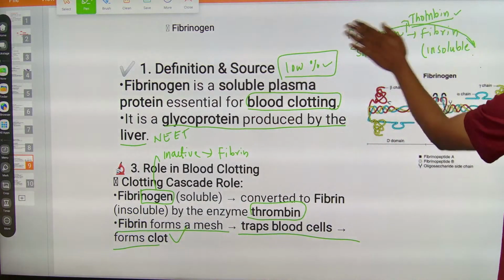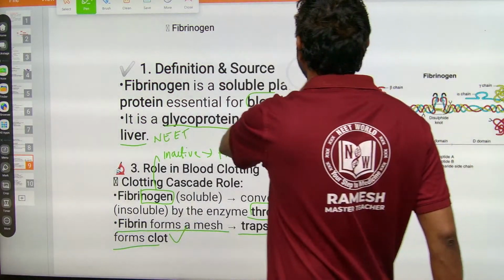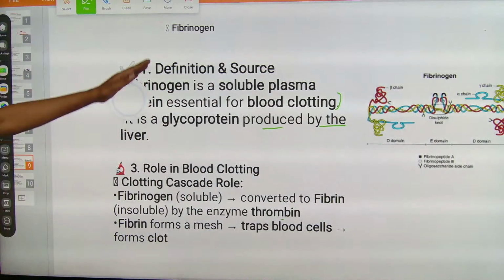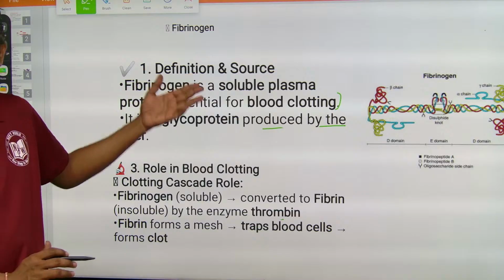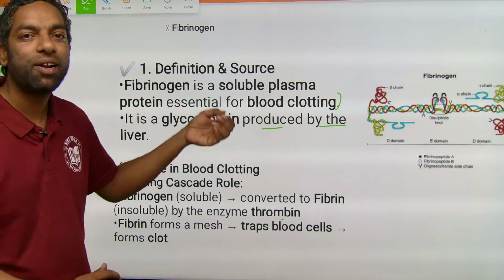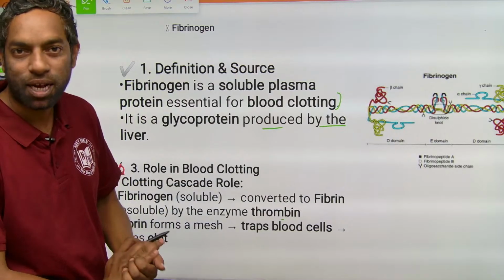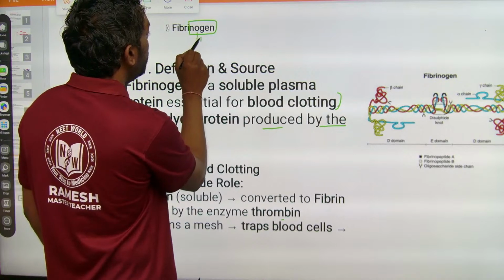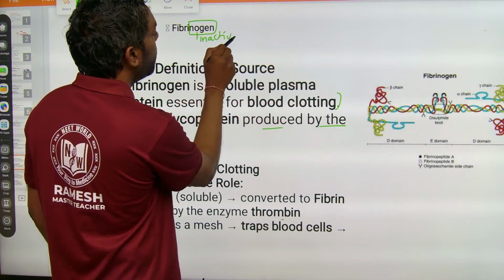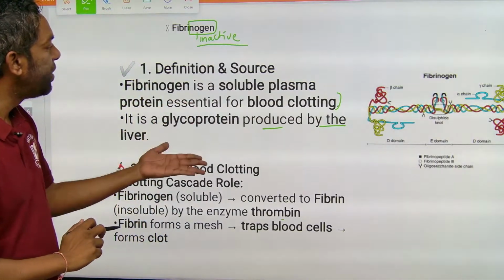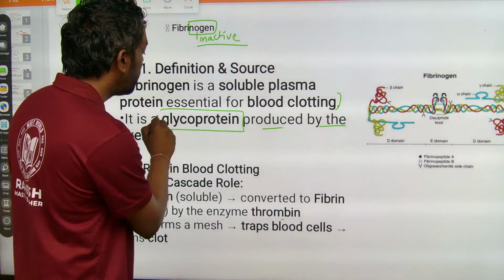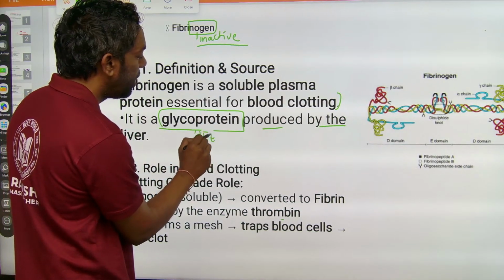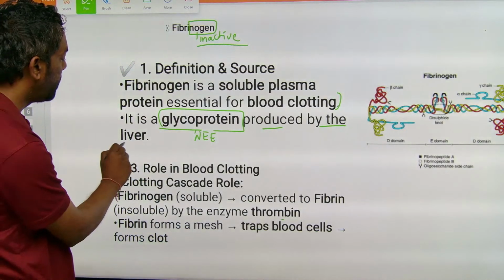Okay, guys, just listen here. Fibrinogen is one of the plasma proteins. After albumin and globulin, fibrinogen is the third in percentage of plasma protein. Fibrinogen means inactive, right? As we know, it is a glycoprotein, and this is the NEET point. It is a glycoprotein produced by the liver, this is also NEET.